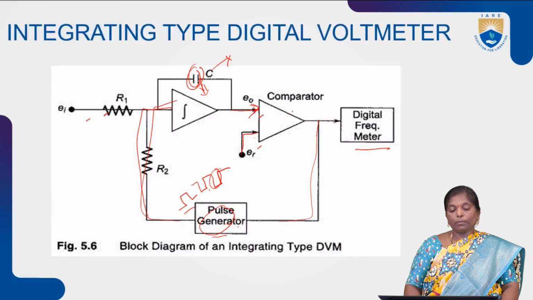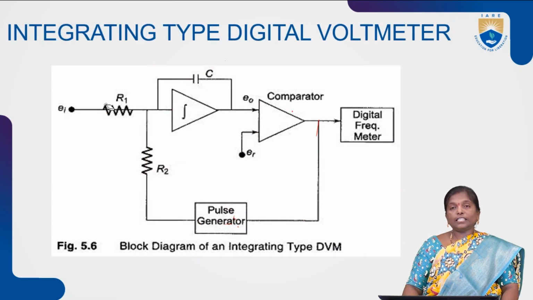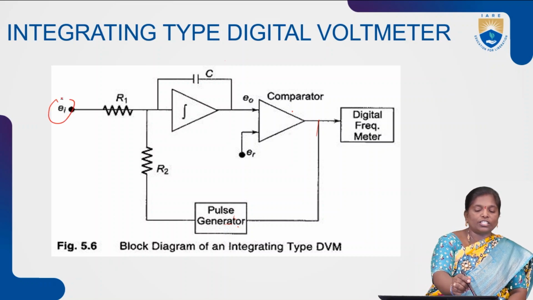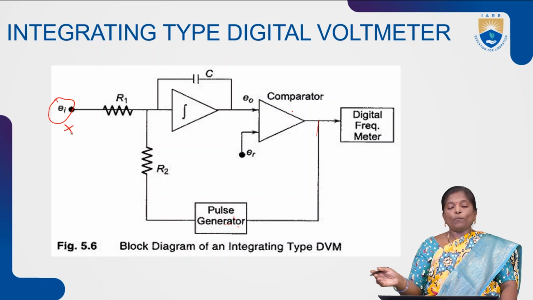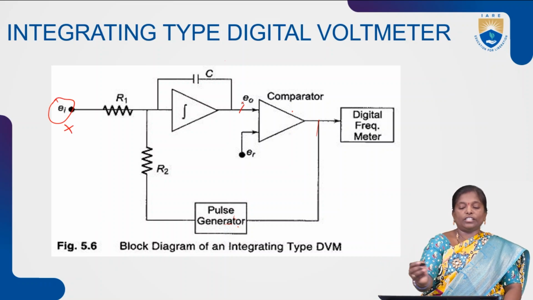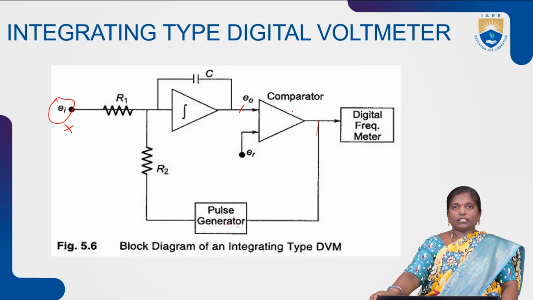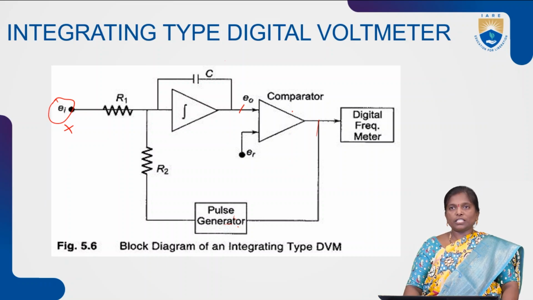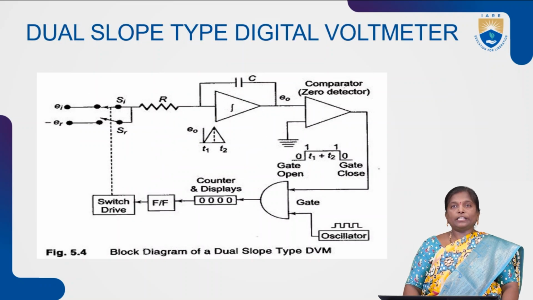In this integrating type of digital voltmeter, we consider only a negative going ramp or a positive going ramp. Either one is allowed because the input voltage is maintained as constant, that is positive. So we have a positive slope only at the output of the integrator. That's why instead of using this integrating type of digital voltmeter, we go for the dual slope integrating type of digital voltmeter.